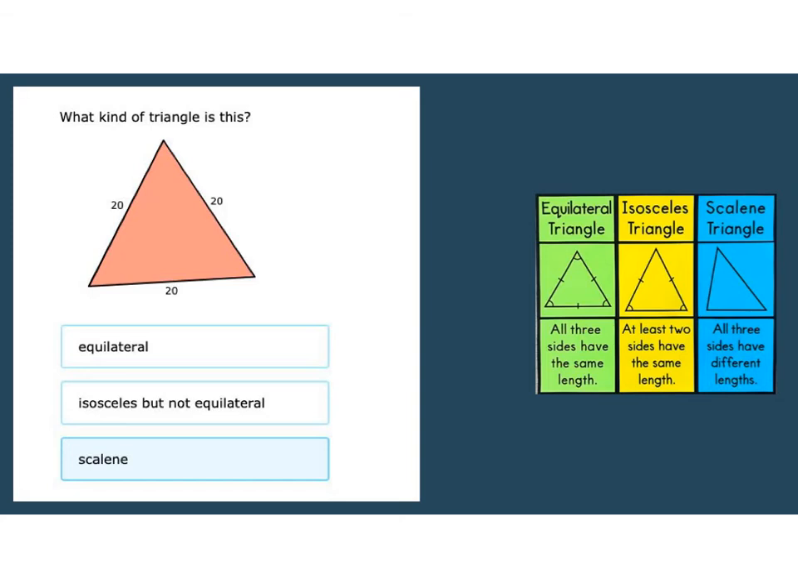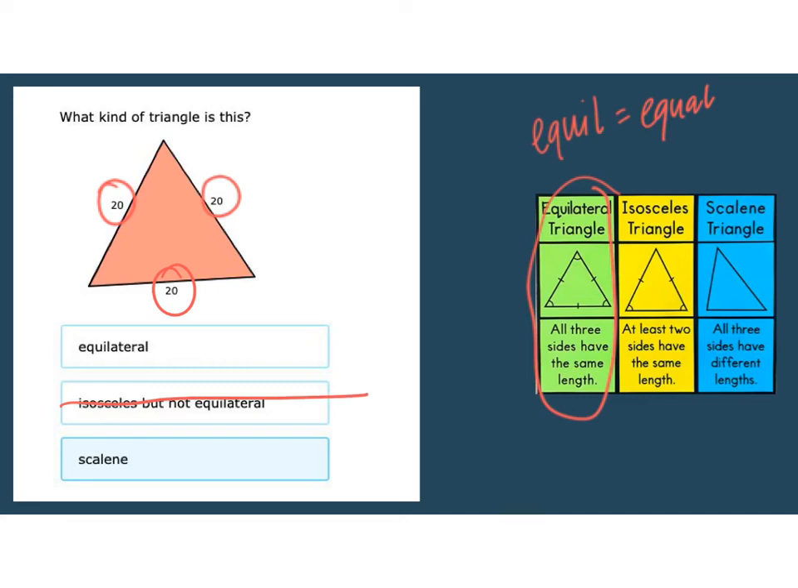Next one, what kind of triangle is this? So we're going to look at the edges right away. All three are the same. So all three sides that have the same length are equilateral, because equi sounds like equal, and we know equal is the same. So we're going to cross out isosceles but not equilateral because it is equilateral. I'm going to cross out scalene because they're all of the same, leaving us with just an equilateral triangle.